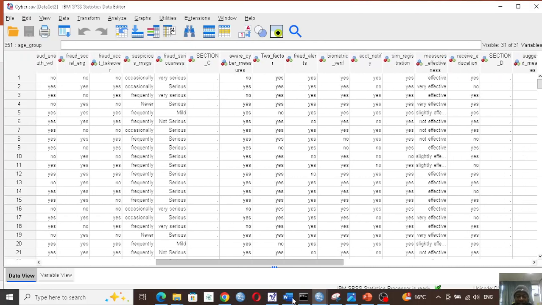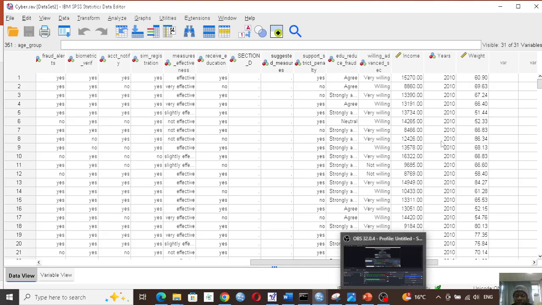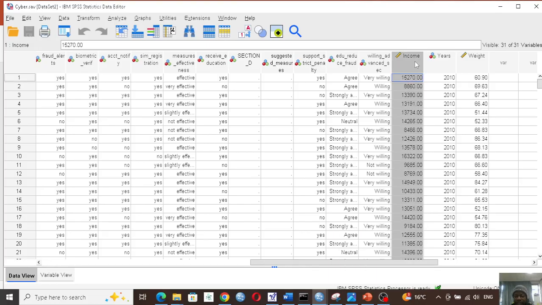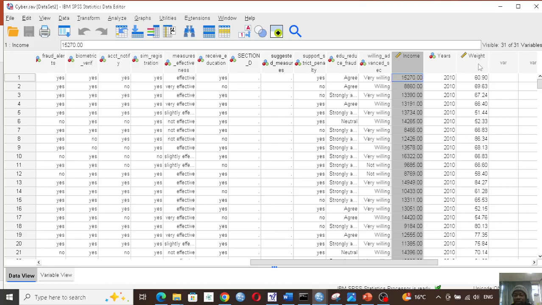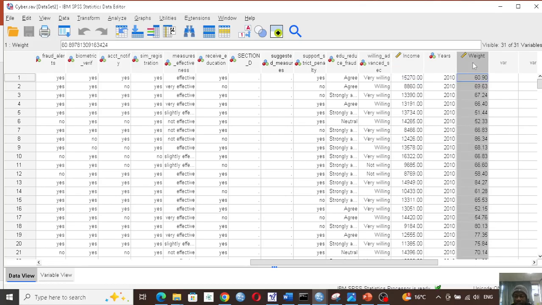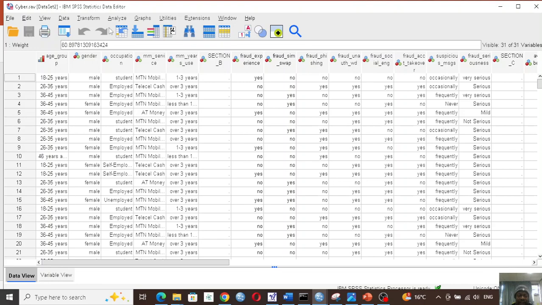So now we have a lot of information here, but I want to consider this particular information, income and weight. I want to perform a test on them. They are the things I want to use for my further analysis, but I have to know whether this particular data set is normally distributed or not. So in order to do it, you have to go to Analyze.